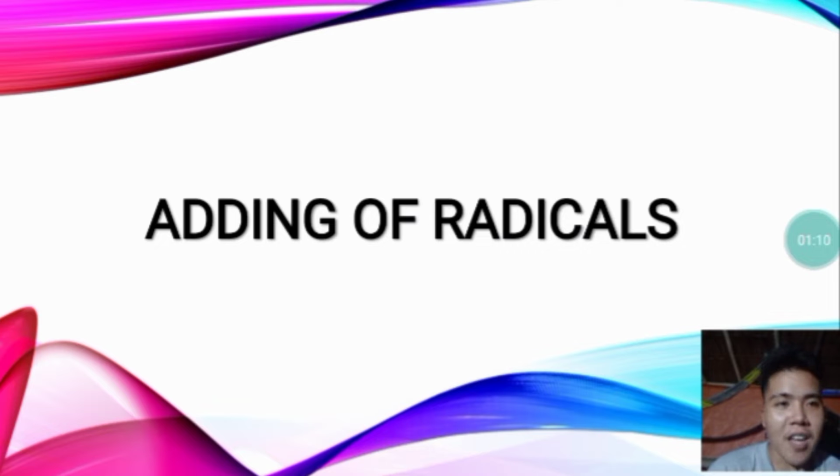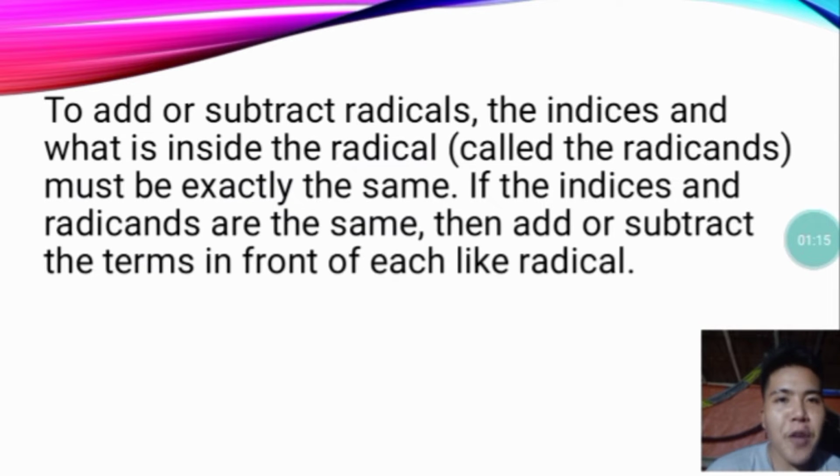Adding of radicals. So this is my front slide. To add or subtract radicals, the indices and what is inside the radical, called the radicands, must be exactly the same. If the indices and radicands are the same, then add or subtract the terms in front of each like radical. So in adding radicals, you can only add if and only if the radicands are the same.